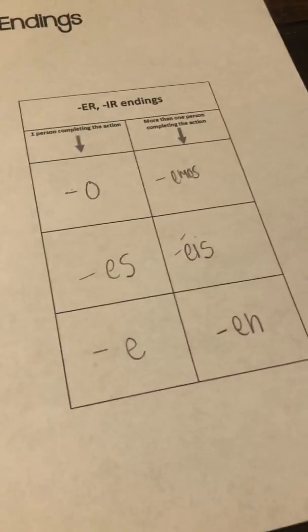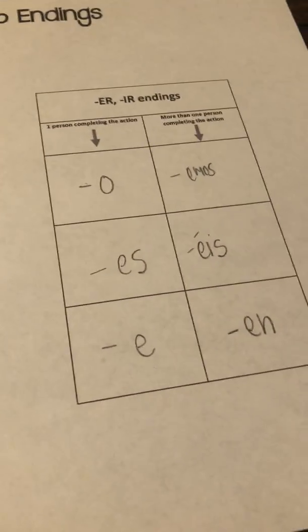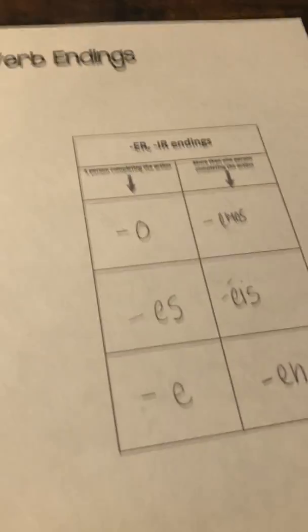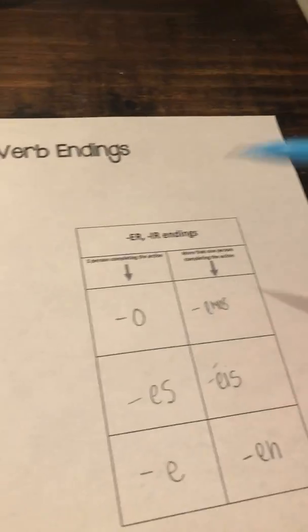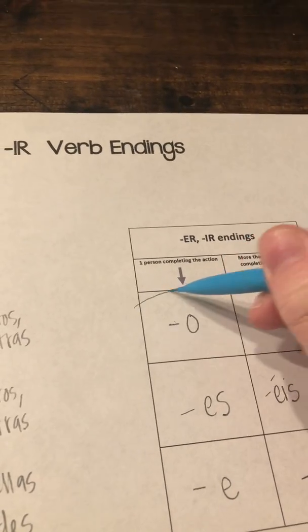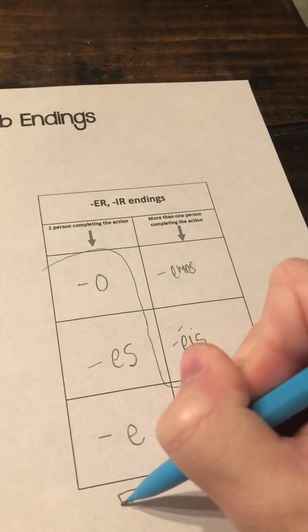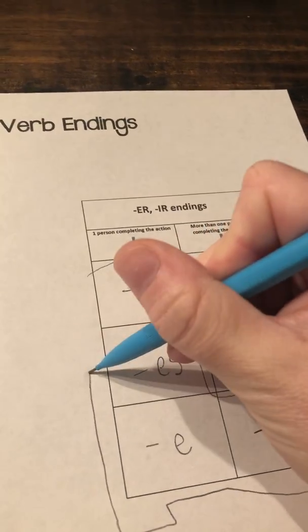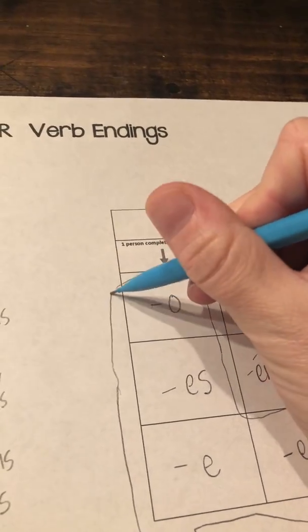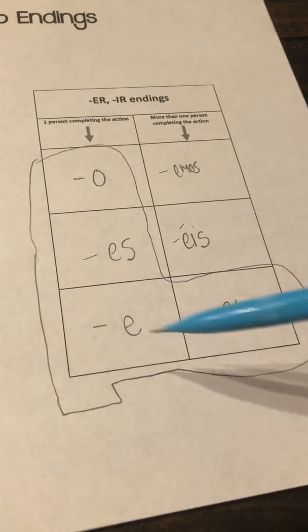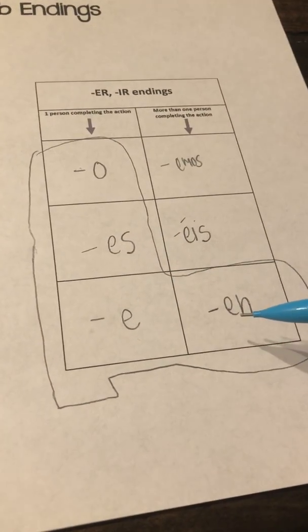A lot of people assume that to change it to IR endings, you're going to change all of the E's to I's. That is only true in 2 boxes. So if you would, sorry, my finger is in the way. If you draw a little boot around these boxes, we're going to kind of talk in another lesson about boot verbs, which are your stem changing verbs. But these endings inside the boot are going to be the same for IR.